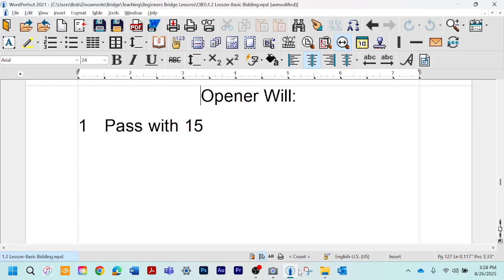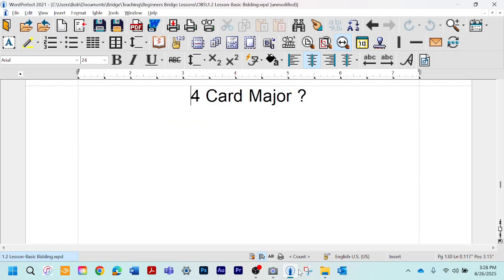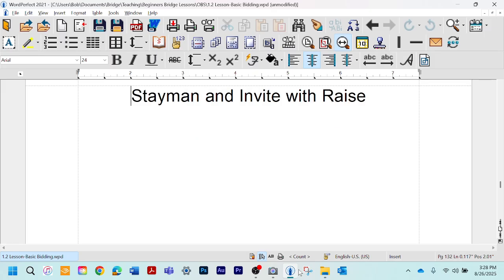Now, if you invite game, here's what the opener's going to do. Basic rules. If you have 15, he's going to pass every time. If he has 17, he's going to go every time. Go means go to game. And if he has 16, he's going to use his old noggin, we call it judgment, and decide what to do. The Stayman Convention is a hunt for the 4-card major. So if you had 8 to 9, you can do Stayman and then invite with a raise.